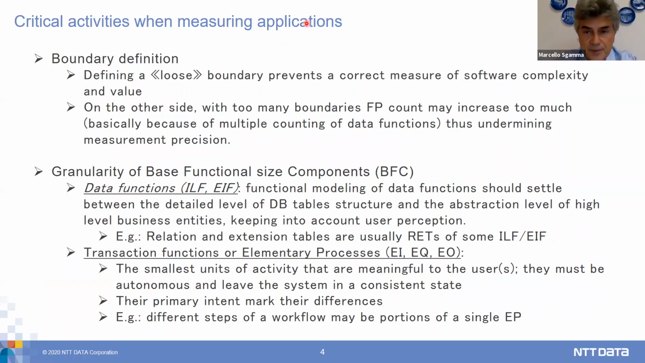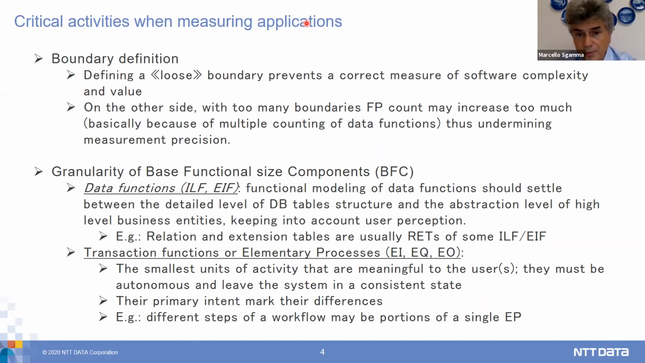Quickly, let's recall something from theory and definitions. When measuring an application, two critical activities are boundary definition and granularity of base functional size components. If you define a loose boundary, you lose correctness when measuring software complexity and value. Usually, when measuring an application, we speak about software complexity, but often measures are also used to value software contracts. So if you miss the complexity, you also miss the value of your work.